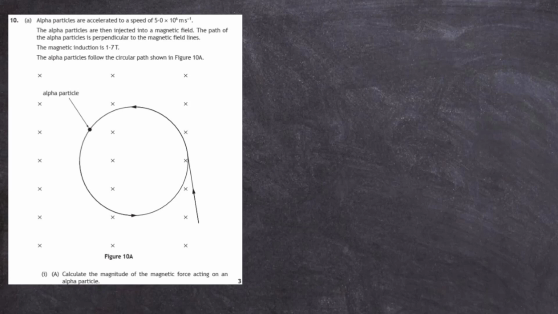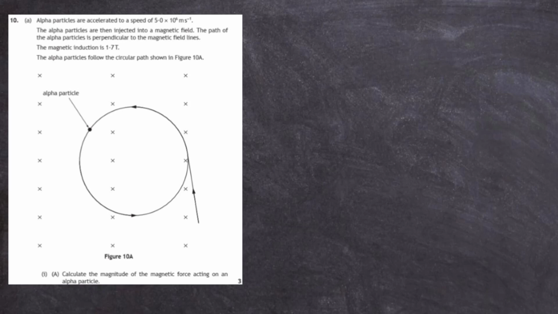Question 10 from the 2019 Advanced Higher Physics Examination of the SQA. Alpha particles are accelerated to a speed of 5 times 10 to the power 6 meters per second. The alpha particles are then injected into a magnetic field, and the path of the alpha particles is perpendicular to the magnetic field lines. The magnetic induction is 1.7 T, and the alpha particles follow the circular path shown in figure 10a.